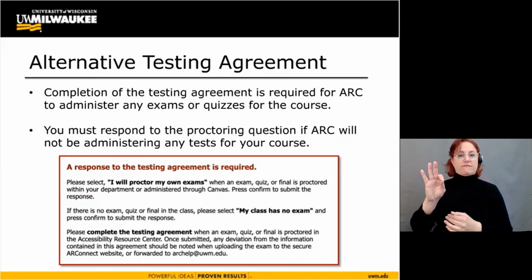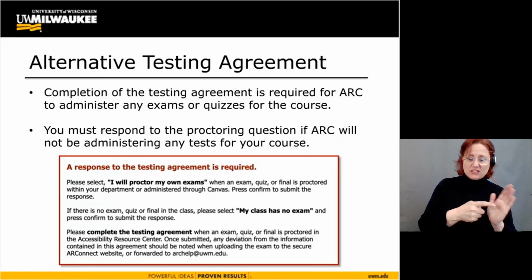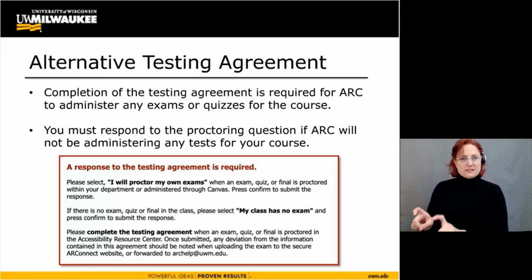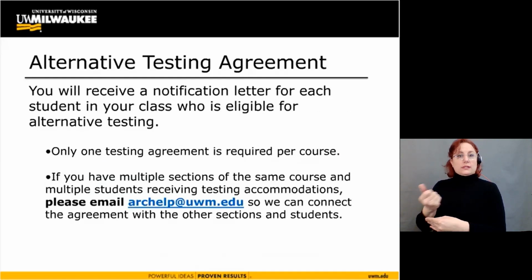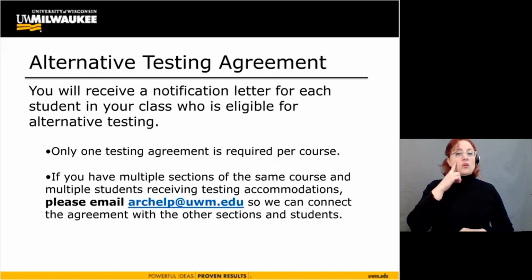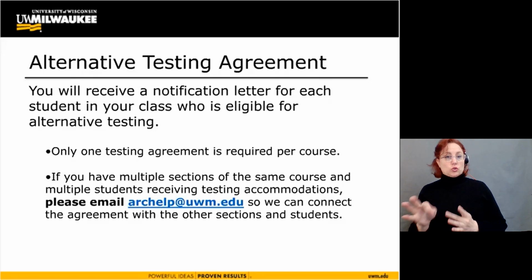Alternative Testing Agreement. Completion of the testing agreement is required for ARC to administer any exams or quizzes for the course. Until the testing agreement is submitted, students cannot schedule an exam or quiz with ARC. You must respond to the proctoring question if ARC will not be administering any tests for your course. You will receive a notification letter for each student in your class who is eligible for alternative testing. You are only required to complete one testing agreement per course.